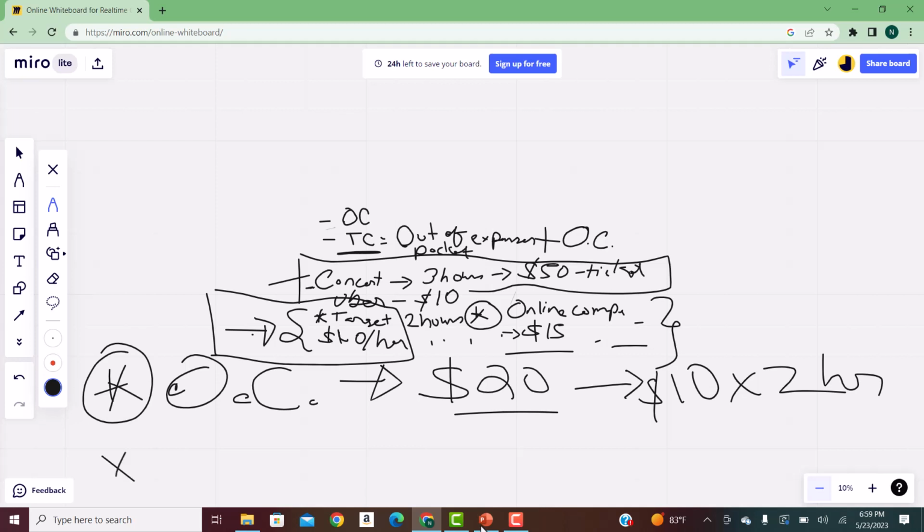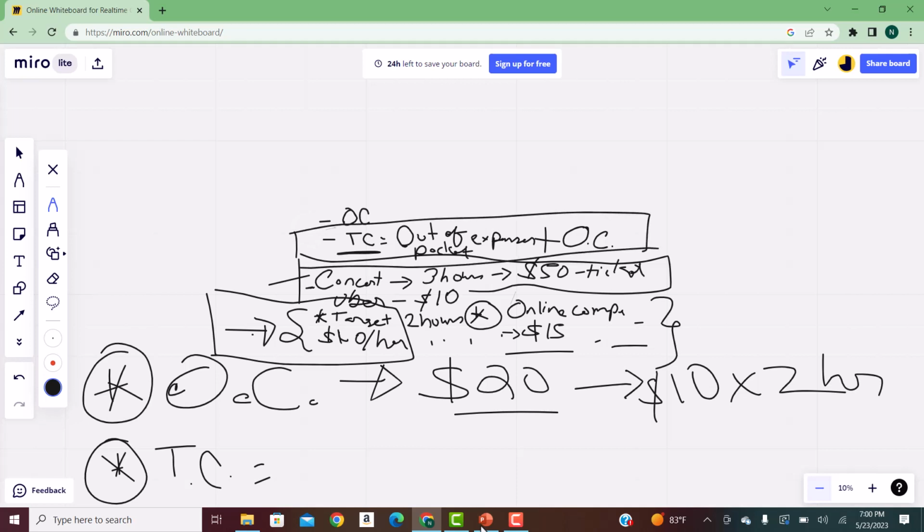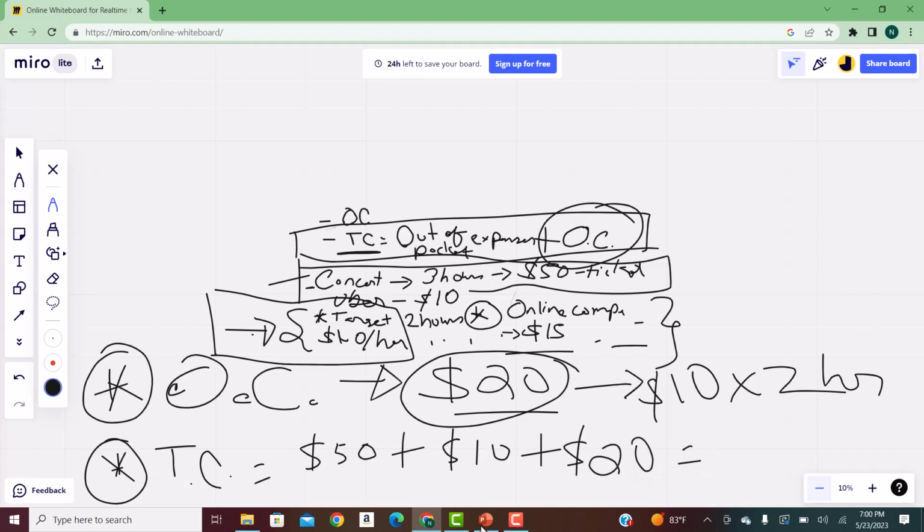Now we want to find out the total cost. What is the total cost of going to the concert? Remember, in economics, the formula to calculate total cost is all your out of pocket expenses plus your opportunity cost. So in order to go to the concert, your out of pocket cost, the first one, is your ticket price, which is $50. Then your Uber cost to go there is $10. And then finally your opportunity cost, which we just calculated, is $20. So the total cost to go to the concert is $80. If we add up all these numbers, we will end up with $80.